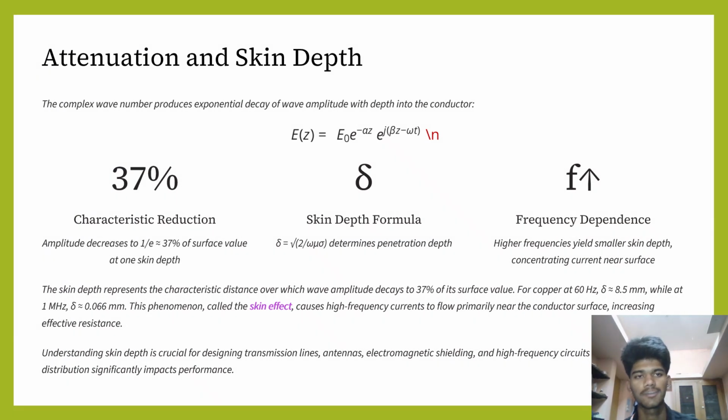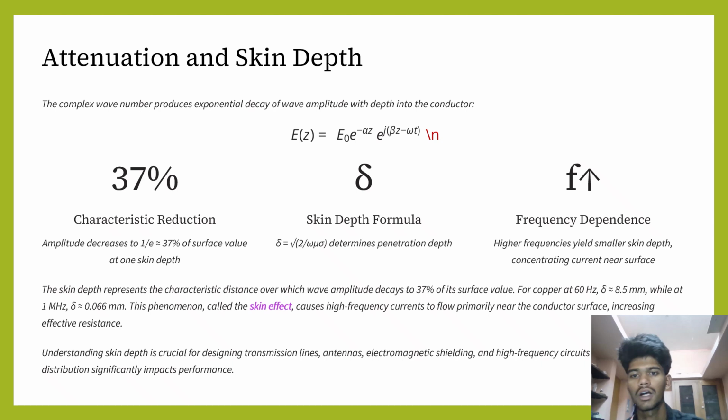In this slide, I'm going to explain about the attenuation and skin depth. A complex wave number produces exponential decay of wave amplitude with depth into the conductor. 37% characteristic reduction, delta skin depth formula, frequency dependence. High frequency yields smaller skin depth, concentrating current near the surface. The skin depth represents the characteristic distance over which wave amplitude decays to 37% of its surface value.